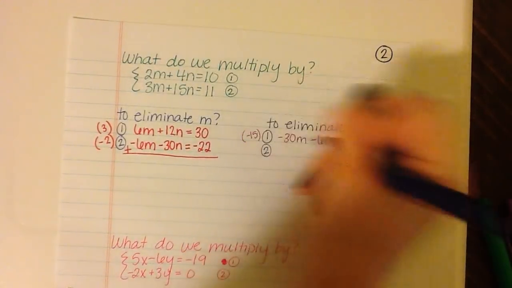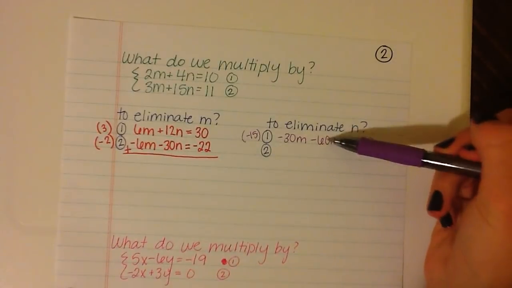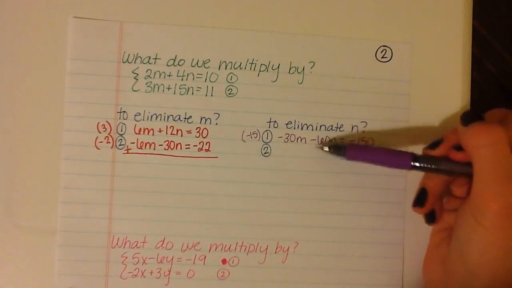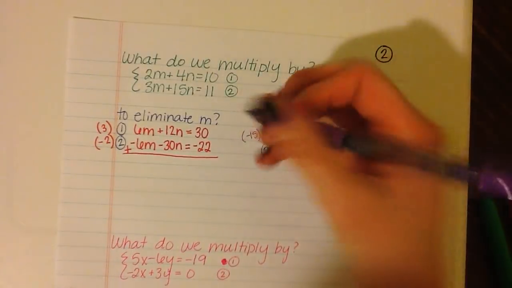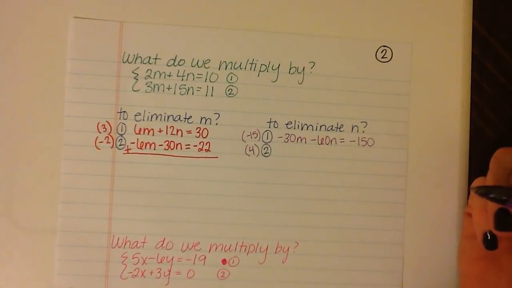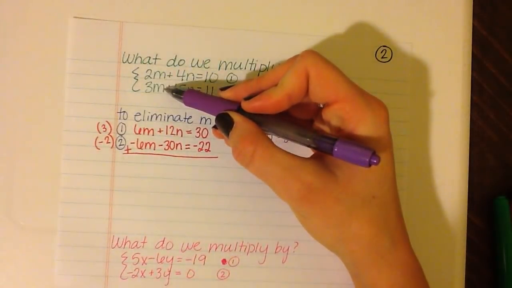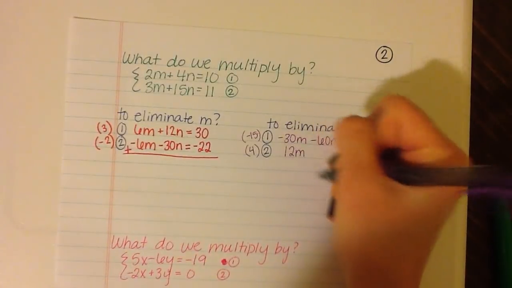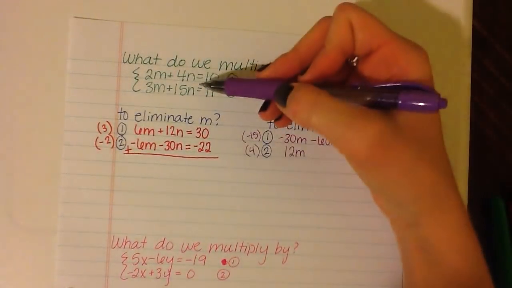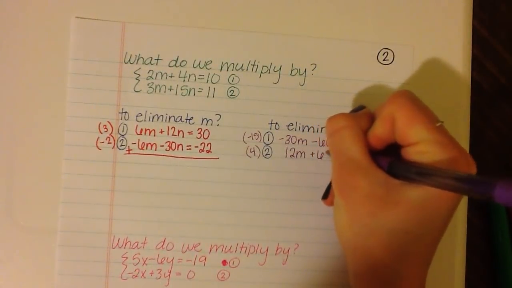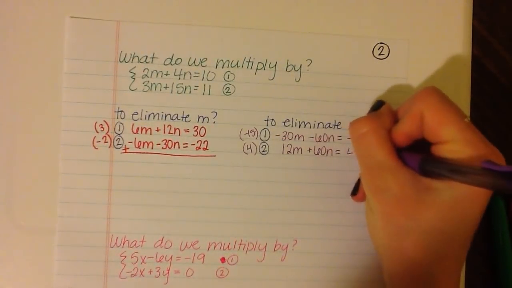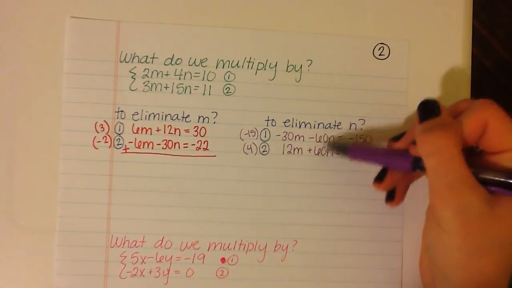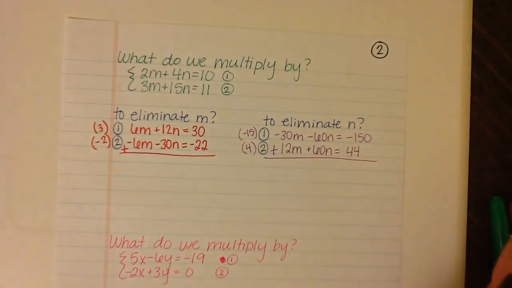So our second equation, if we want these two to be opposite coefficients, this is negative 60, so we want this one to be positive 60. So for 15 to be positive 60, we have to multiply the whole equation by 4. You have 4 times 3m is 12m. We have 4 times 15n is positive 60n, and that's going to equal 4 times 11, which is 44. Now that these are opposite coefficients, we're just going to add the two equations together, and these will eliminate each other. So that's how we eliminate the n.